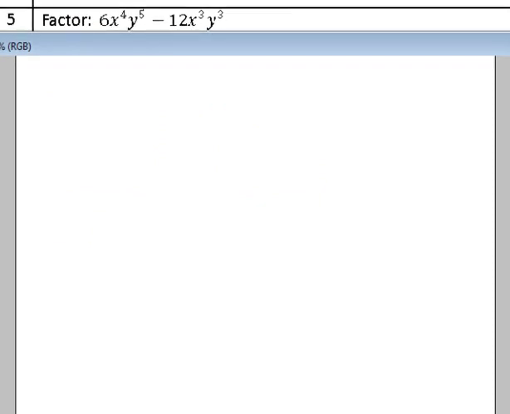In question 5, we're factoring. All right, so first we're going to look at the coefficients 6 and 12, and we can pull out a 6. Then from x to the 4th and x cubed, we pull out the smaller power, that's x cubed. And from y to the 5th and y cubed, we again pull out the smaller power, which is y cubed.